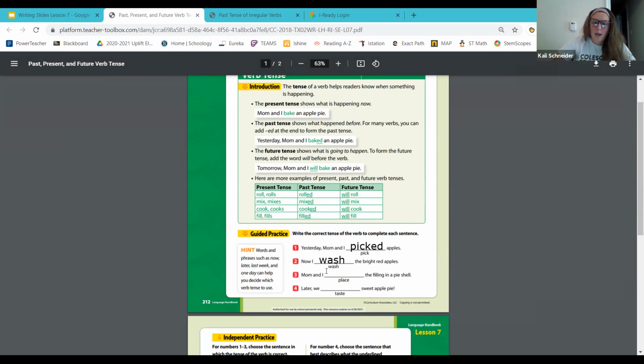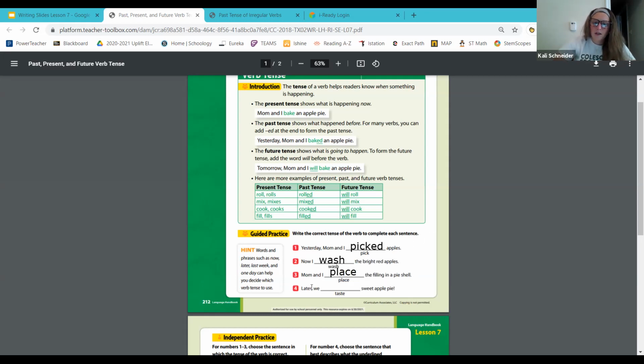All right, number 3. Mom and I blank the filling in a pie shell. What's happening right now? Mom and I place the filling in a pie shell. We don't have to change anything. We don't need to add the ed, and we don't need to add the will because it's happening right now. So Mom and I place the filling in a pie shell.